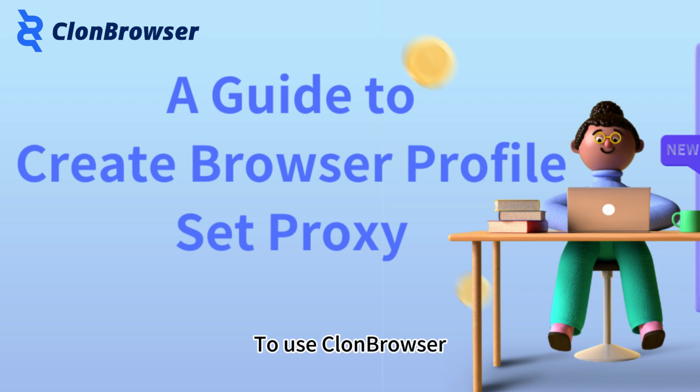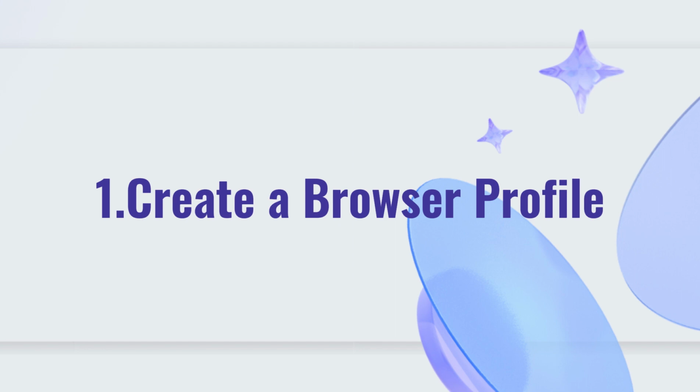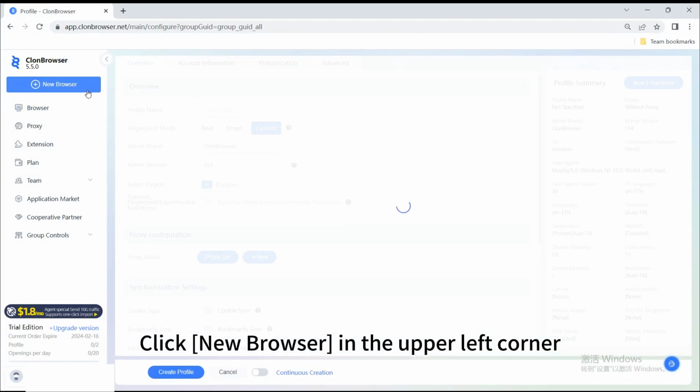To use ClonBrowser, first create browser profiles. Point 1. Create a new browser profile. Click New Browser in the upper left corner.